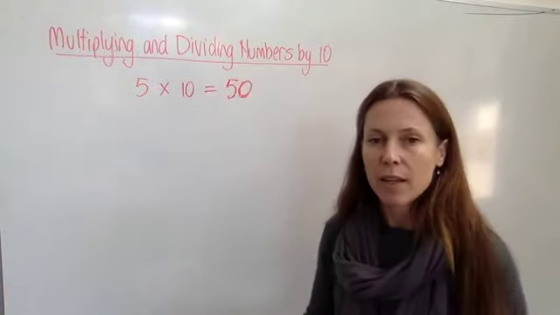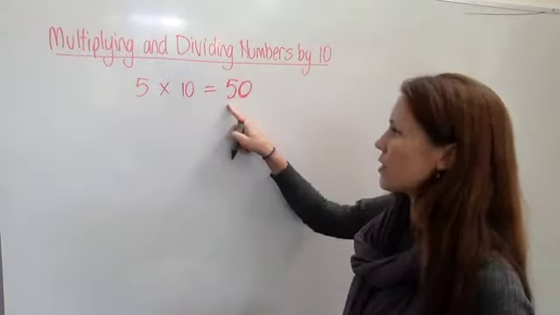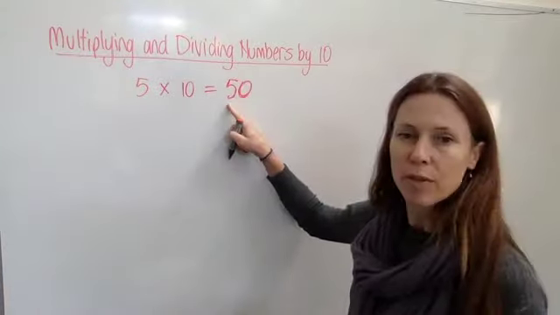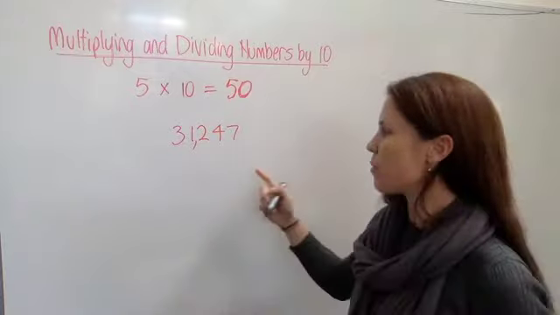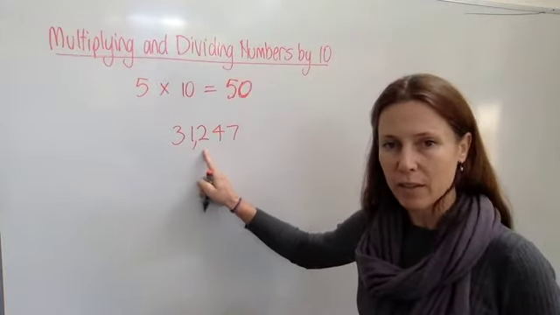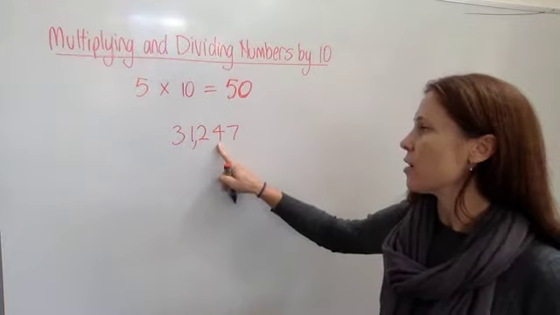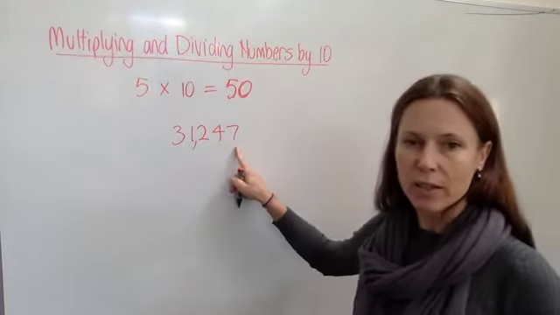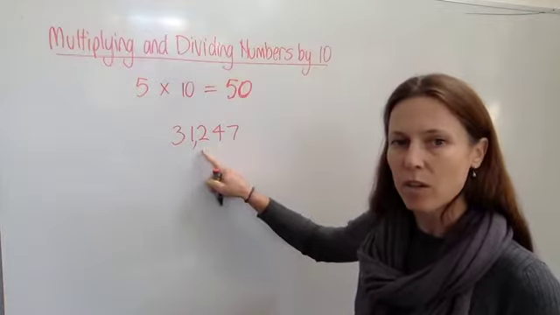answer. Now, the reason that this works is because if you think about a large number, let's just write a big number down. All right, we've got 31,247 there. What this number means is 3 10,000s, 1,000, 2 hundreds, 4 tens, and 7 ones. You can break it up and name the columns.